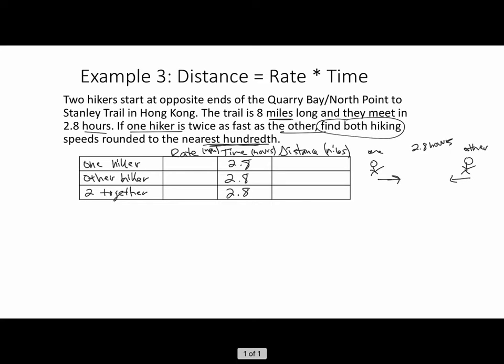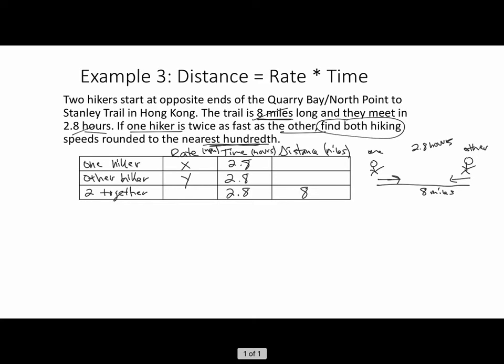Okay, so what else do we have here? The trail is 8 miles long, so that's the total trail, the whole thing is 8 miles. But we don't know how much distance either one of them hiked. What else do we have in here? We've got 8 miles, we've got 2.8 hours. One hiker is twice as fast as the other, so we don't know their rates.